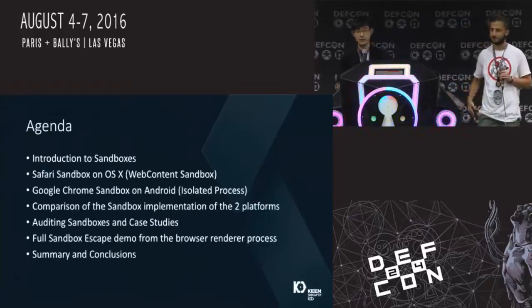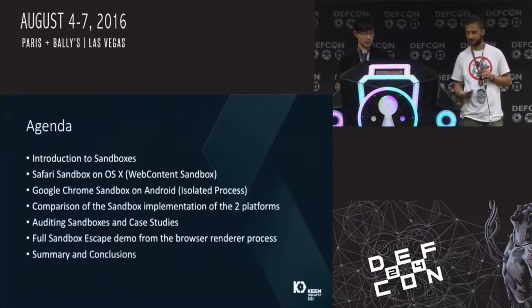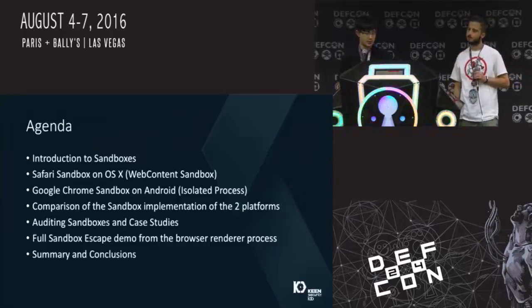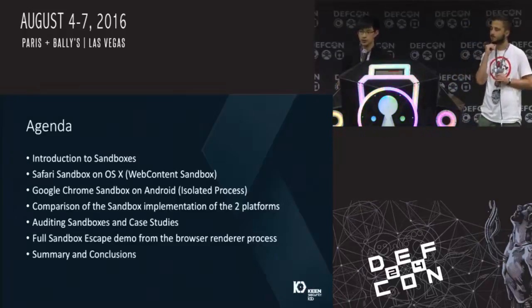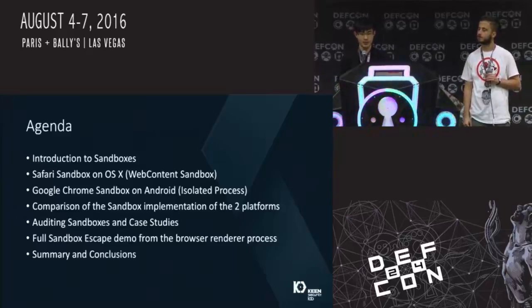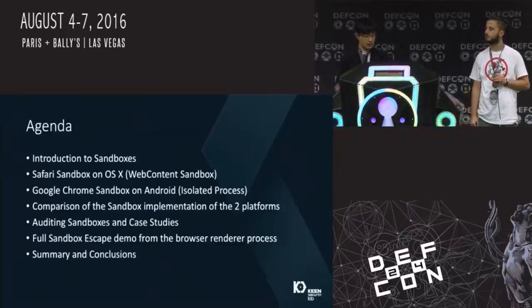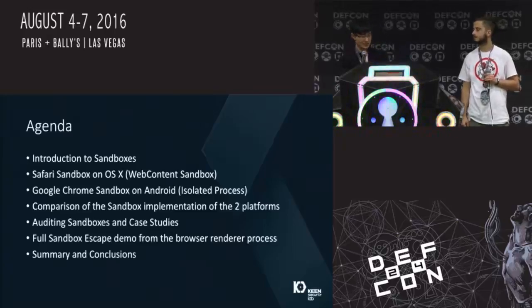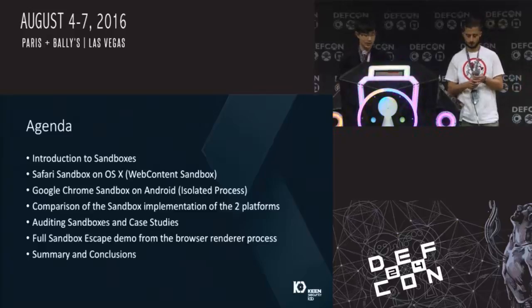So here is the agenda. As I have stated before, we will do an introduction to sandboxes, both the Safari sandbox on the Apple platform and the Google Chrome sandbox on the Android platform, and we will do a comparison and auditing of the sandboxes. We'll cover how to do auditing and where you should look, and we'll give some case studies on historical vulnerabilities and some vulnerabilities we used in this year's Pwn2Own. Also, at the end of the talk, we'll deliver 2 demos of escaping the Safari sandbox. Actually, we should present a Chrome demo, but we hope to reserve it for this year's Mobile Pwn2Own. Finally, we'll get to the summary and conclusions.